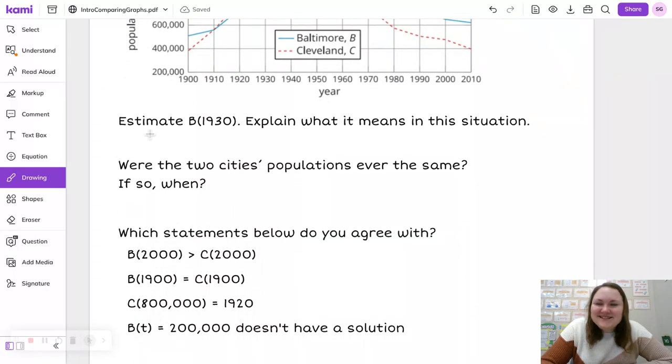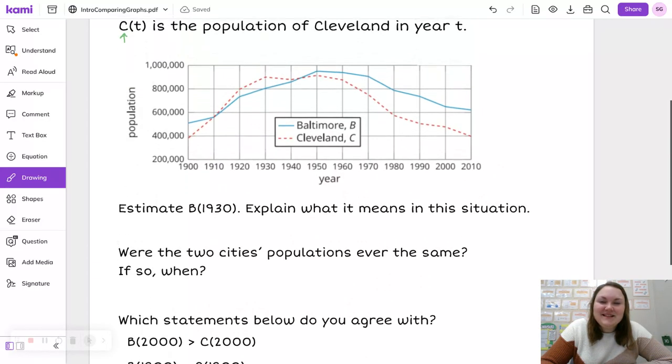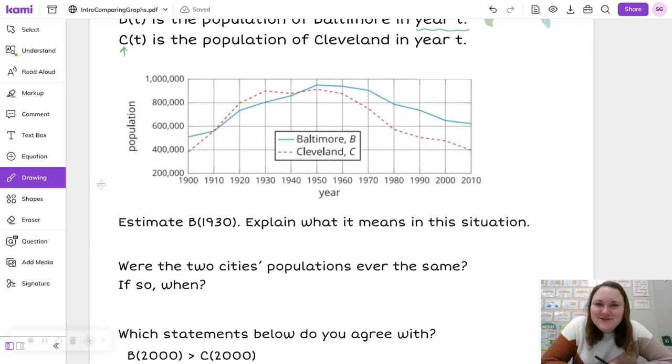The first one asks us to estimate B of 1930 and explain what it means in this situation. Maybe go ahead, try pausing the video and doing that question now. So if my input is 1930, that means I'm looking at this year right here. And then to know which line I'm looking at, that's where the function name comes in handy. B tells me I'm looking at Baltimore's population, which is that blue line. So that means this point right here is the one I'm trying to estimate.